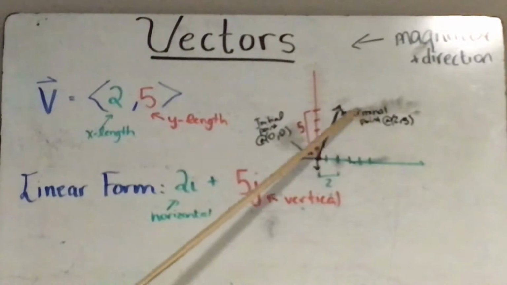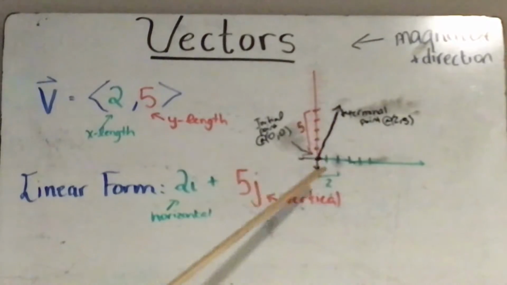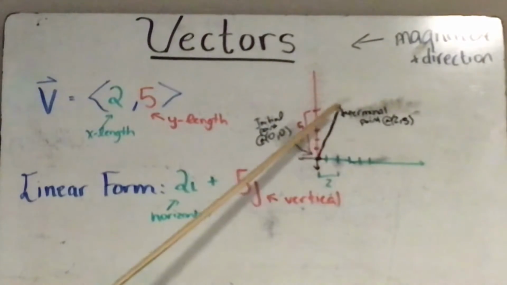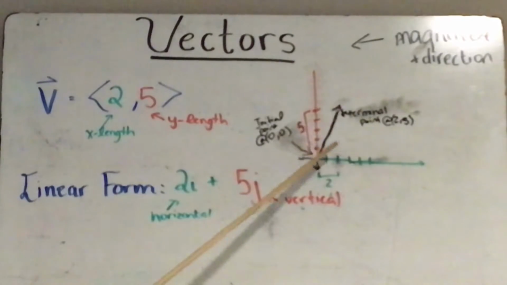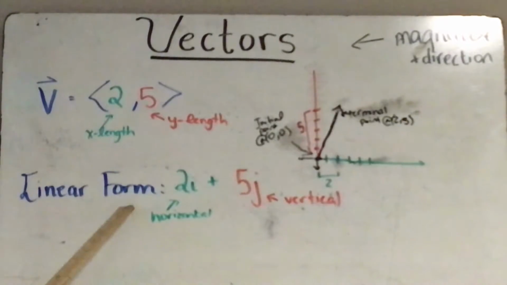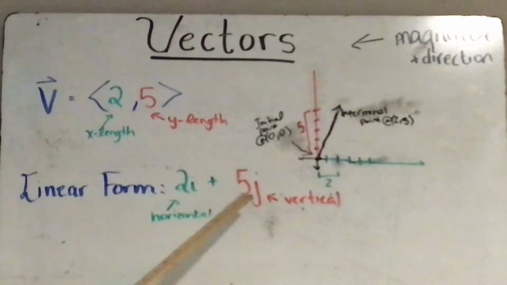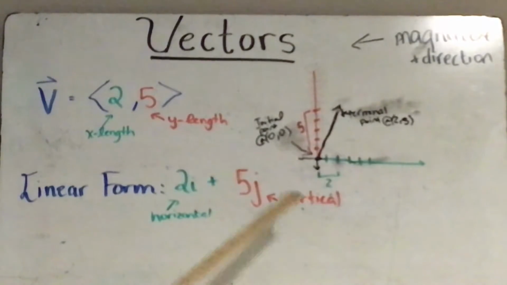What that dot represents is the terminal point, and that is the end of the vector. So we draw a line from the initial point to the terminal point, and that's what our vector looks like on a standard graph. The second thing you have to know is linear form, how to write a vector in linear form. If we turn this vector into linear form, it would be 2i plus 5j. 2i is the horizontal component, and 5j is the vertical component.